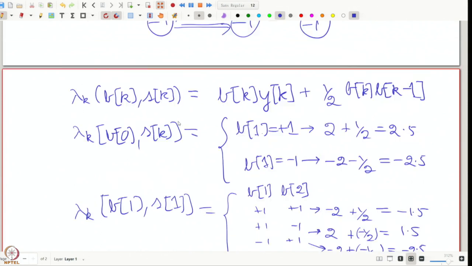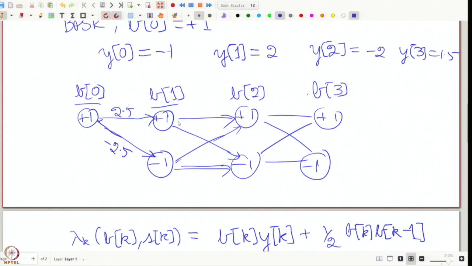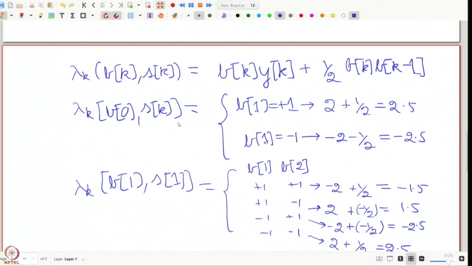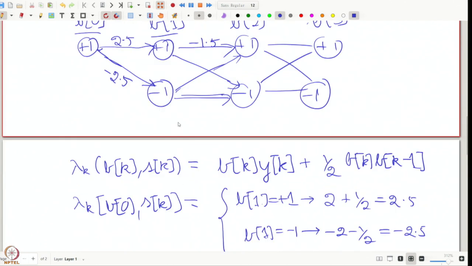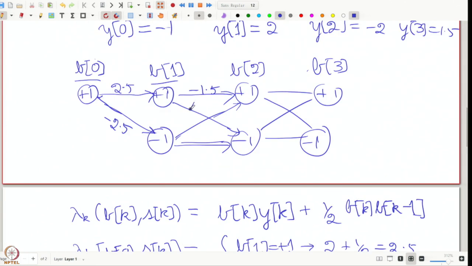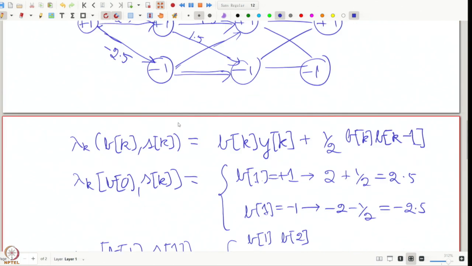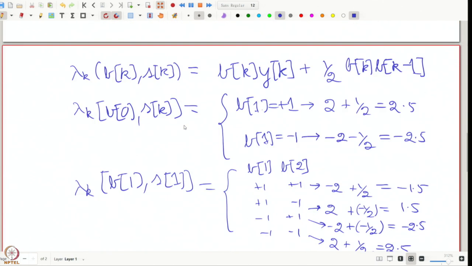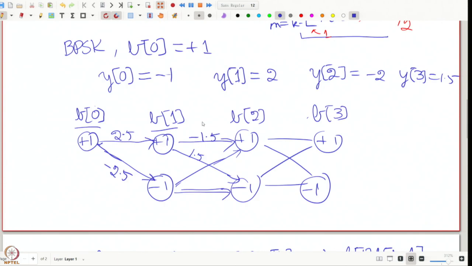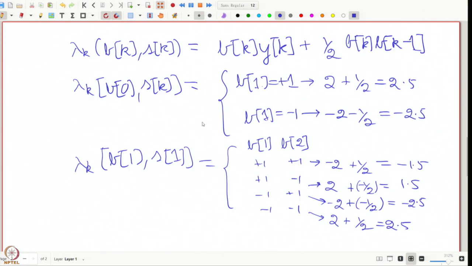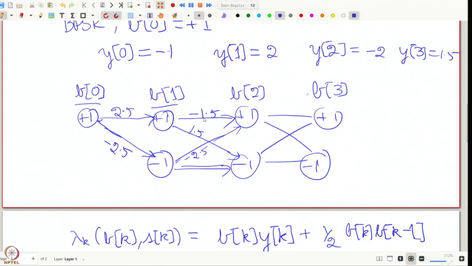So now, these 4 matrix can be entered into the trellis. 1, 1 corresponds to minus 1.5. Let's do that. So I'm going to write minus 1.5 over here. Let me write it more neatly. Similarly, 1 to minus 1 corresponds to 1.5. Next, minus 1 to 1 corresponds to minus 2.5. Finally, minus 1 to minus 1 corresponds to 2.5.